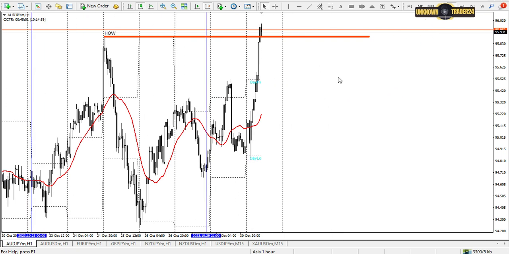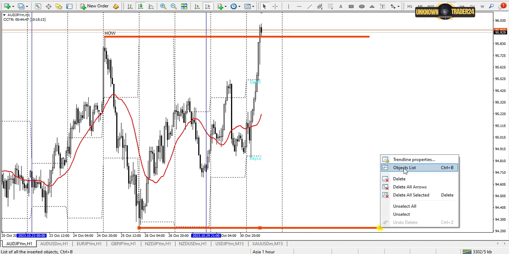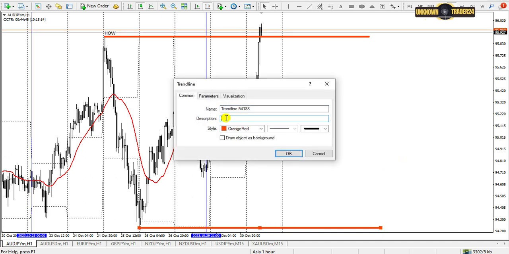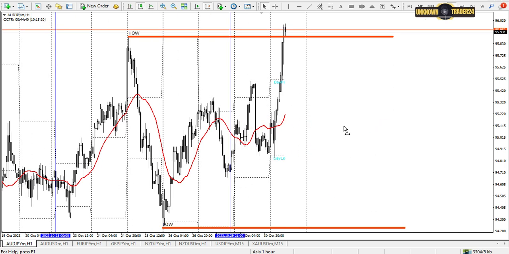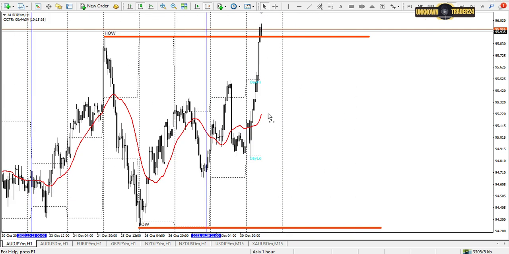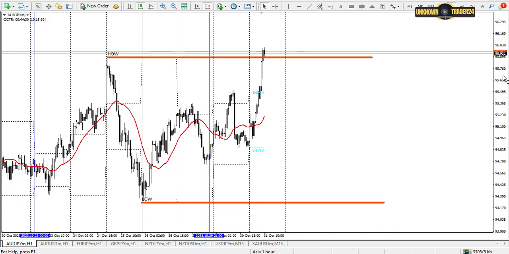Now I note out the high of the week because this becomes a very important key level. Price can react to this key level. Most of the time they will. And I will have the low of the week. Remember, I'm still on a 1 hour time frame, and here I will just say low of the week. Now I have the low and the high of the week.